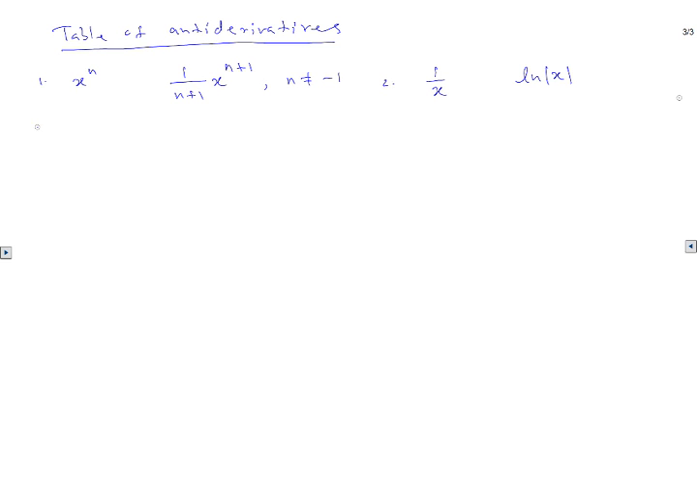So number 2. Number 3, we can go with sine kx. What will happen with sine kx? You know that when you take the derivative, k comes out, so to cancel that you have to put 1 over k, and also there's a negative sign, so negative 1 over k cosine kx. And number 4, cosine kx, that is 1 over k sine kx.